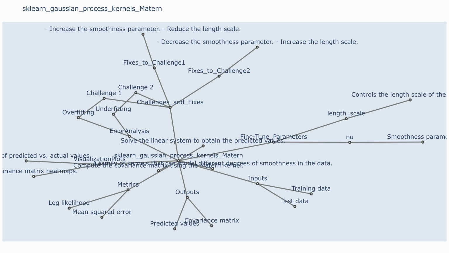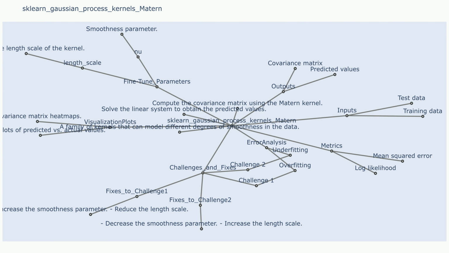sklearn.gaussian_process.kernels.Matern. Description: the Matern kernel is a stationary kernel that is commonly used in Gaussian process (GP) regression for modeling smooth functions. It provides a balance between smoothness and flexibility, making it suitable for a wide range of applications. The Matern kernel's smoothness is controlled by a parameter called nu, which dictates the number of derivatives that are continuous.